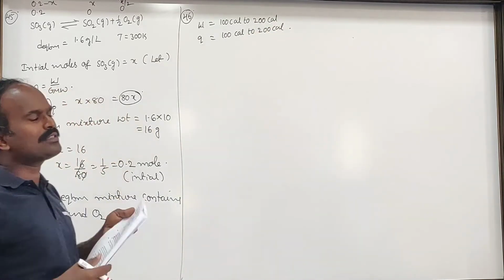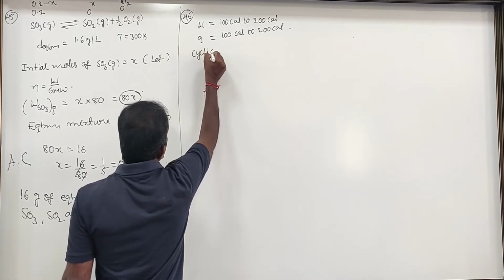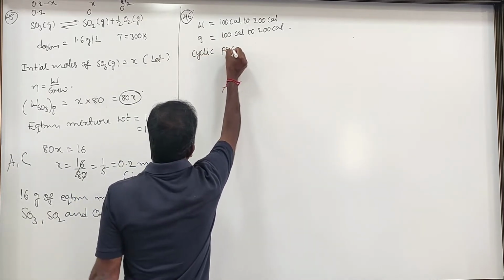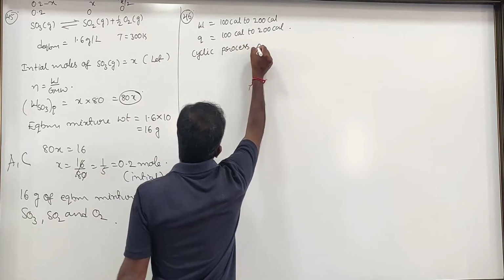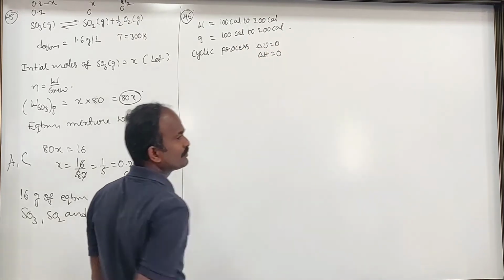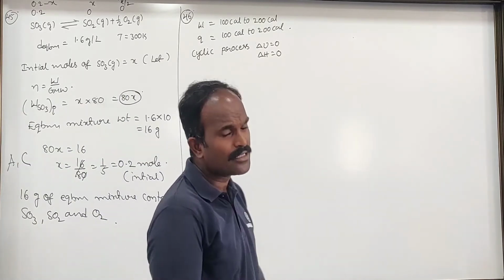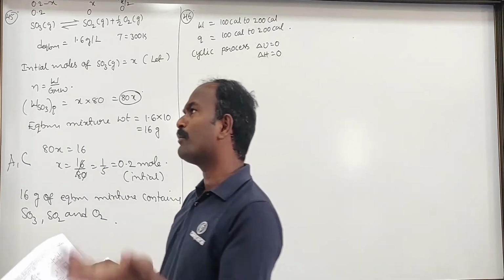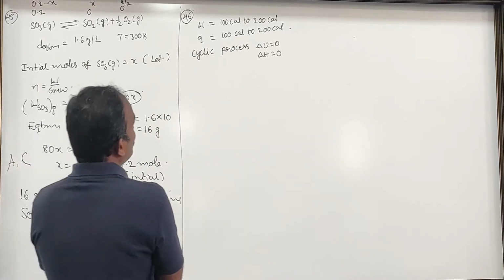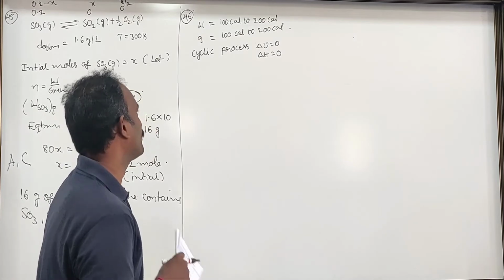If you look at all those options, they are cyclic processes. For all cyclic processes, delta U is equal to 0 as well as delta H is equal to 0. Some amount of heat energy can be absorbed or released, whether work is done by the system or on the system, but delta U as well as delta H both should be equal to 0.